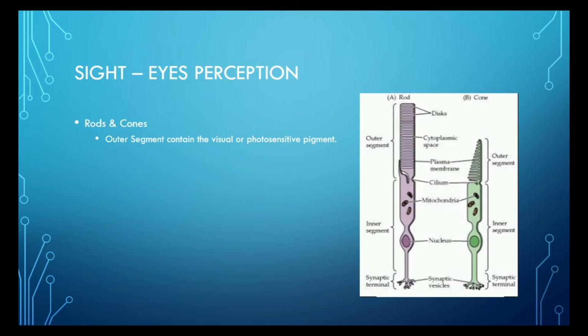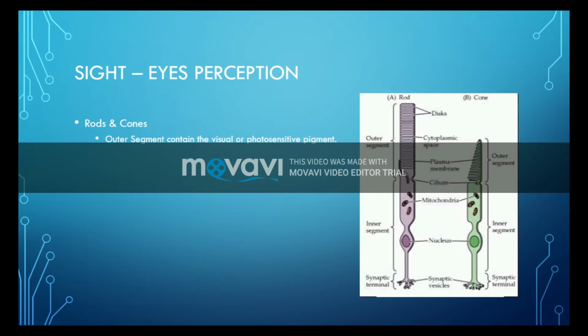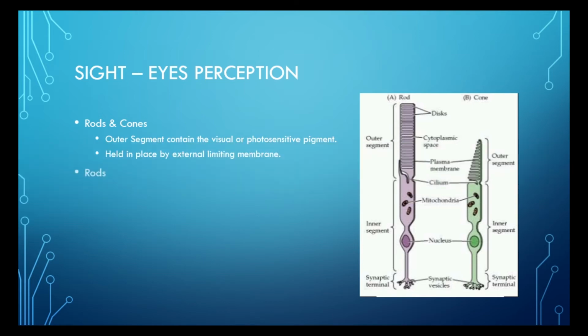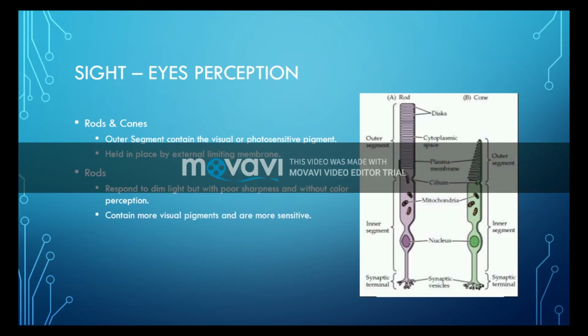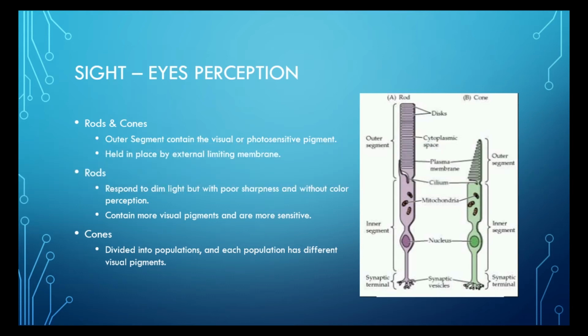Within each outer segment is a visual or photosensitive pigment. Photosensitive pigments are unstable pigments that undergo a chemical change when they absorb light, and are held in place by an external limiting membrane. Individually, the rods respond to dim light, but with poor sharpness and without color perception, though they contain more visual pigments and are more sensitive, while the cones are divided into populations, and each population has a different visual pigment.